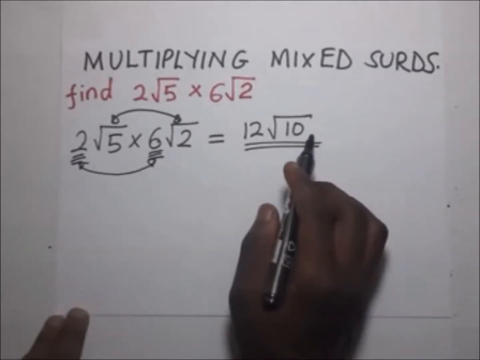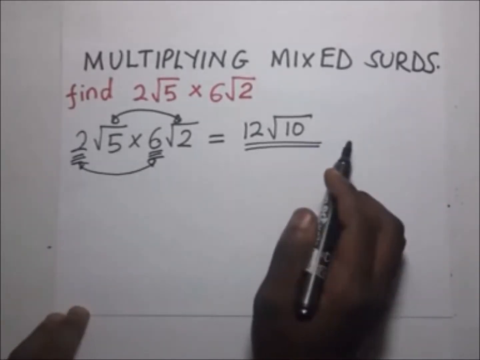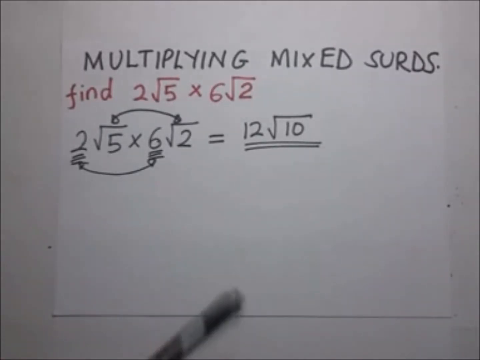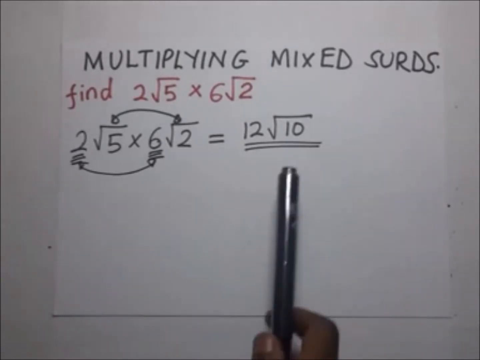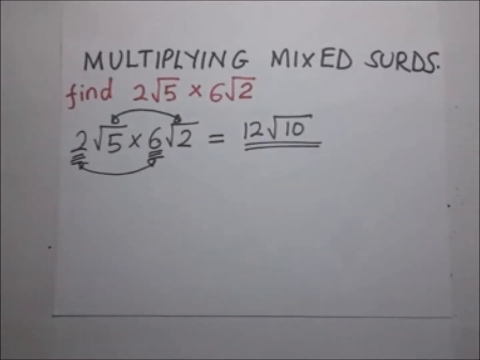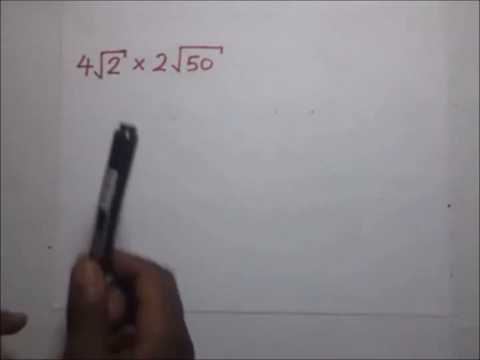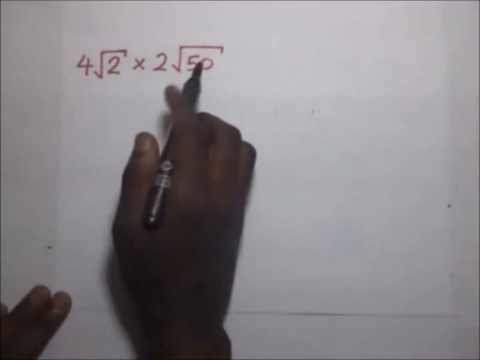Now the answer we get, of course, you're supposed to first evaluate to see if you can simplify it any further. So the answer we get should be in its simplest form. We can't simplify it any further than that. Let's try on this other. We have 4 times root of 2, then times 2 times root of 50.